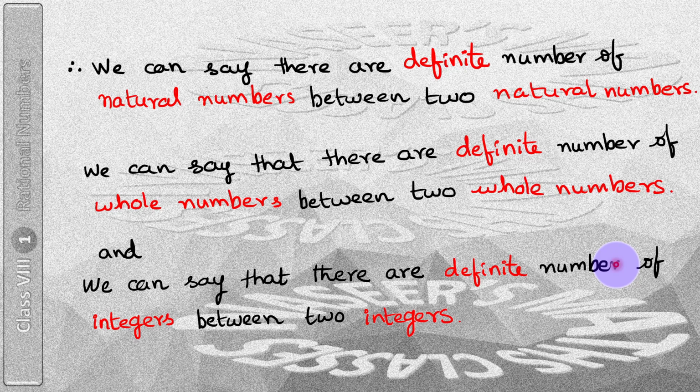So from the above example we can say that there are exactly so many natural numbers, whole numbers and integers between the given two integers, whole numbers or natural numbers.